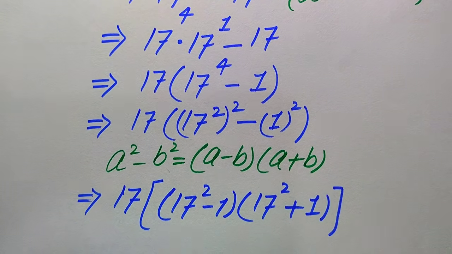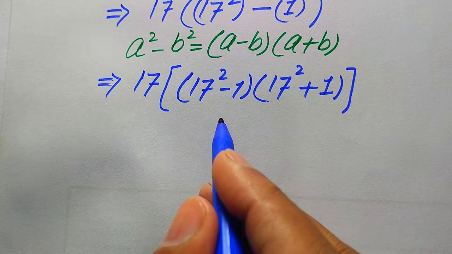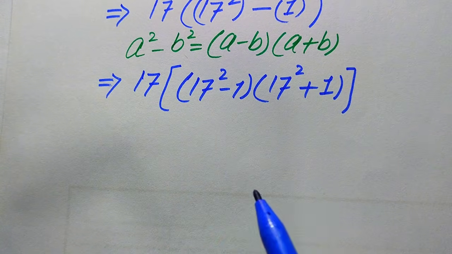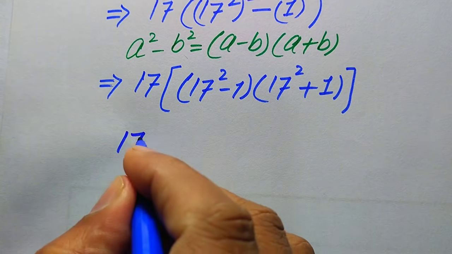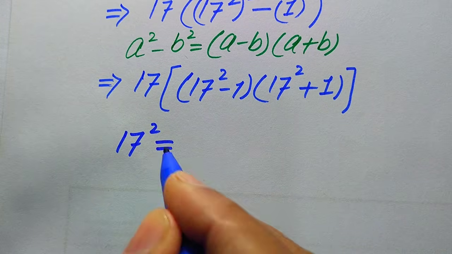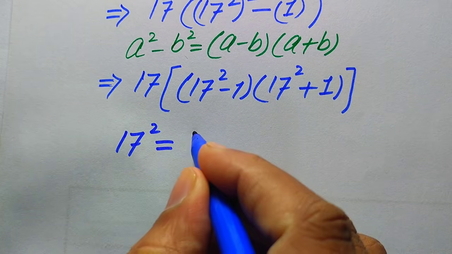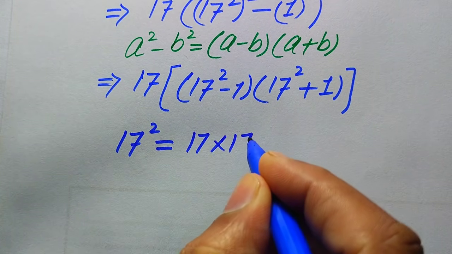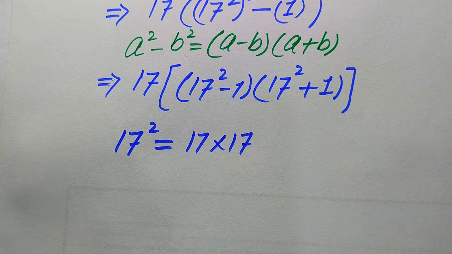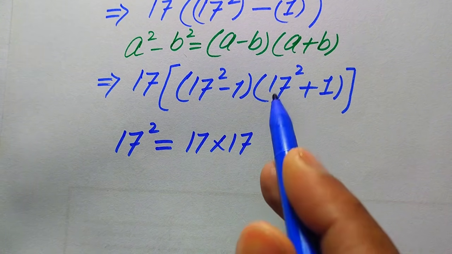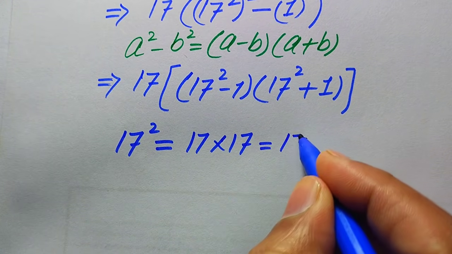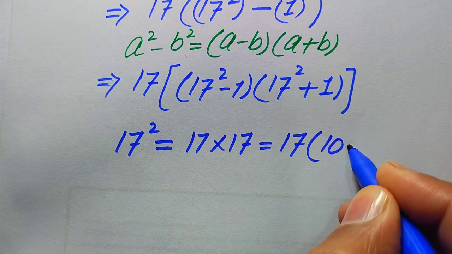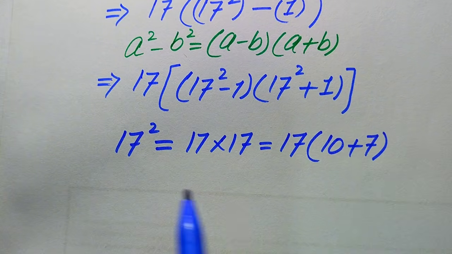Okay, so further in the next step, first we need to find the value of 17 square. And for this, we will just take here 17 square, and you know that 17 square means that we multiply 17 with 17. Here you remember one thing is that calculator is not allowed in this problem, so that's why we need to do all of these steps. So here further we break this 17 in this form, 10 plus 7.